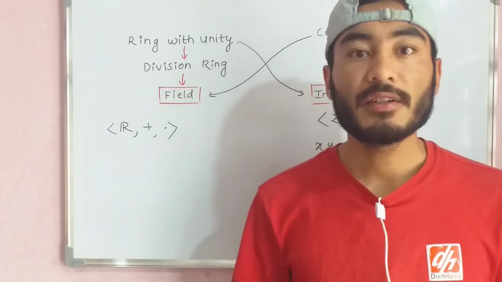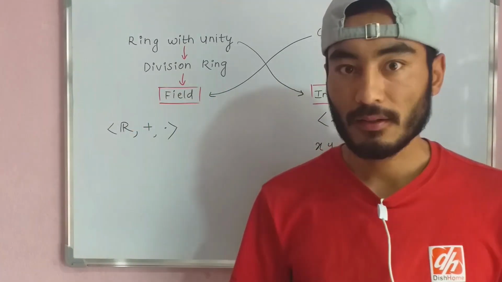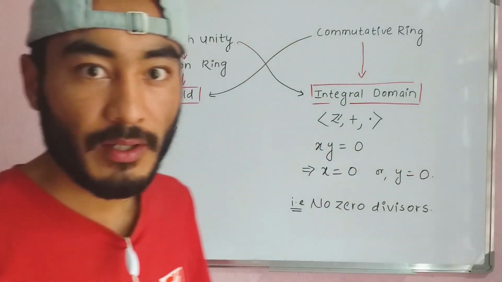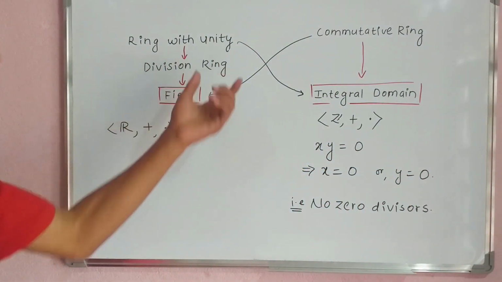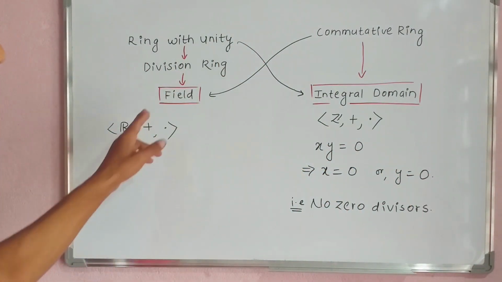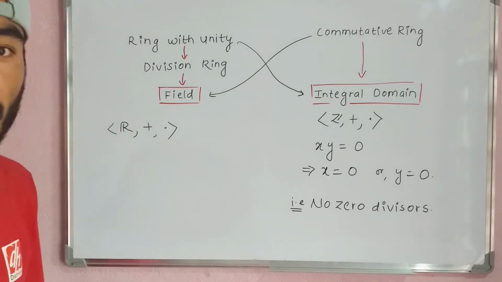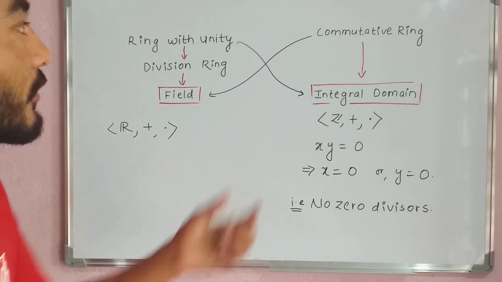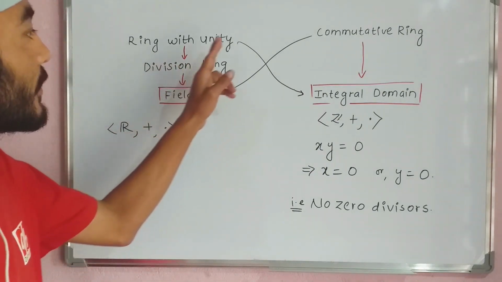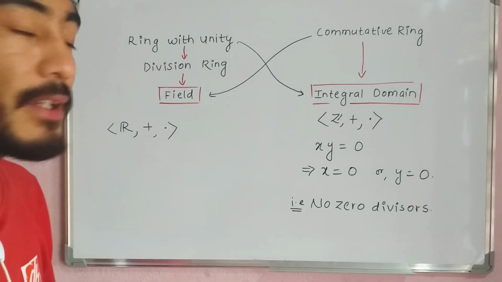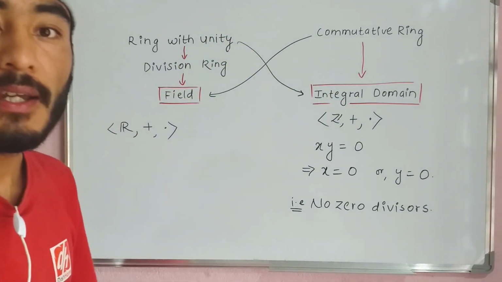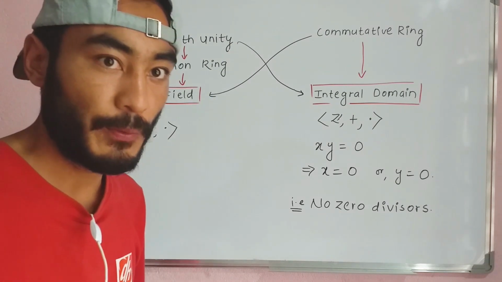Hello everyone, this video is on field and integral domain. In the hierarchy of algebraic structure, field comes after division ring. So a field is a division ring that is commutative, and the integral domain comes after commutative ring and ring with unity. An integral domain is a commutative ring with unity that has no divisors of 0.